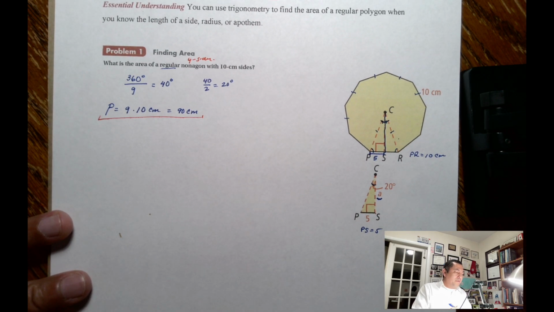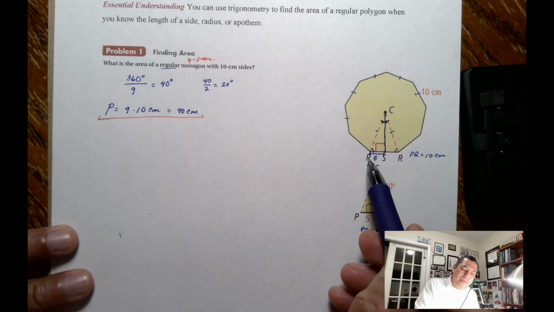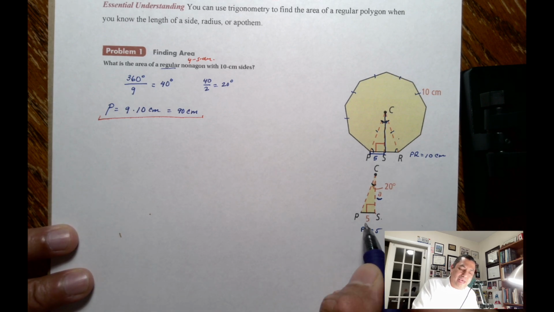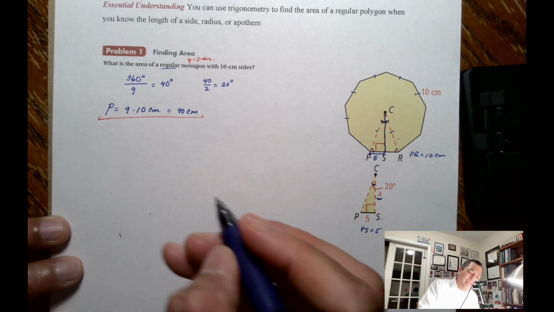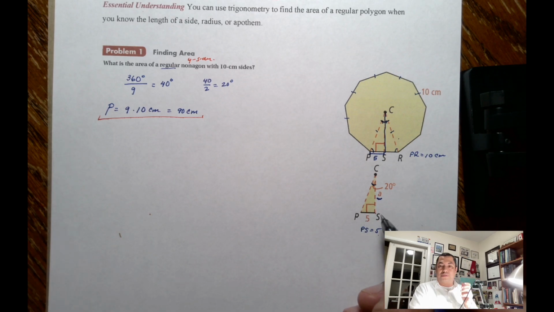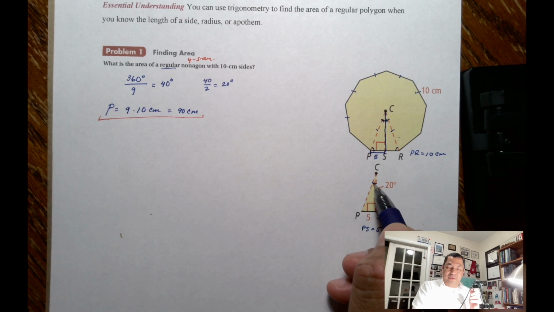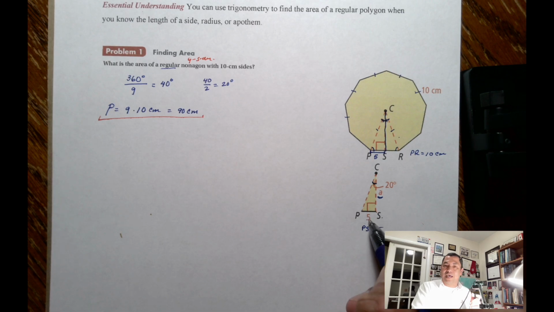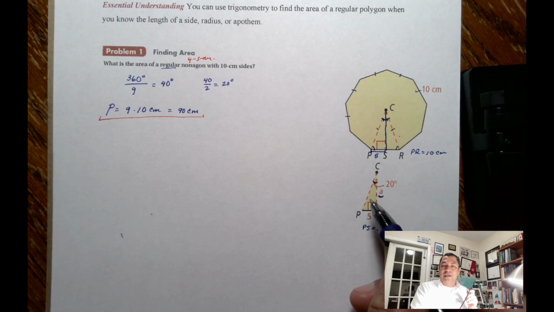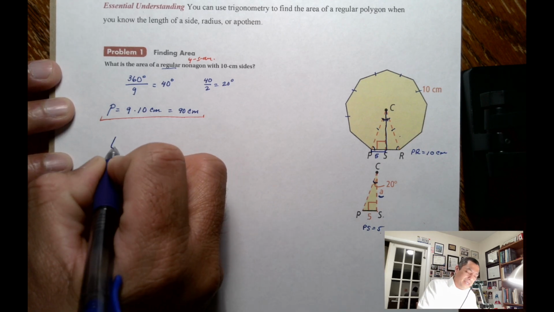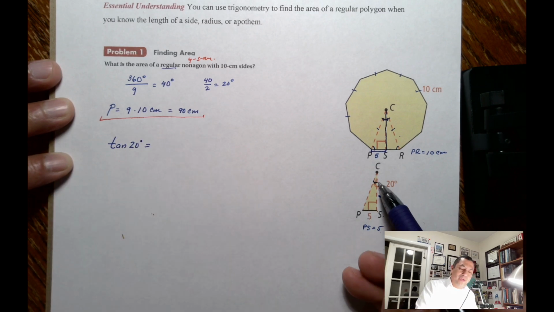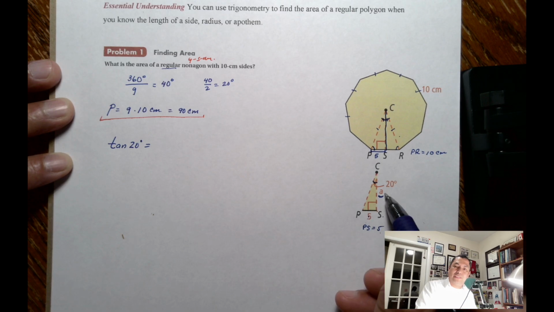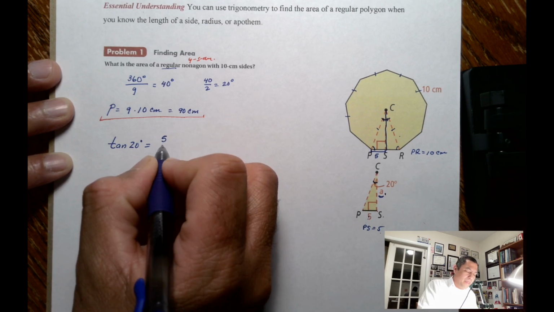So now what I'm going to do is, remember I mentioned that PR is 10, so that means PS is 5, because we do 10 divided by 2 equals 5. Now, to find the apothem, A, I'm going to use trigonometry. So I have 20 degrees, I have an opposite side, and I have an adjacent side. So which trigonometric relation is that one? It is the tangent. So I'm going to have that tangent of 20 degrees is equal to the opposite side over adjacent. So it's 5 over A.